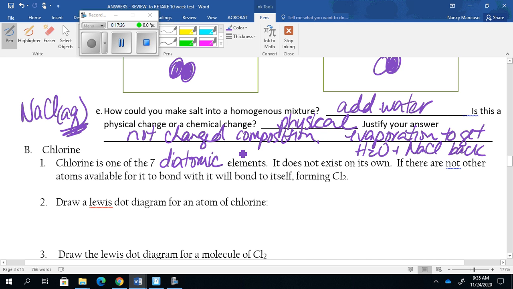It does not exist on its own. There are not other atoms available for it to bond. If there are not other atoms available for it to bond, it will bind to itself, forming Cl2. So that's what it means by diatomic.